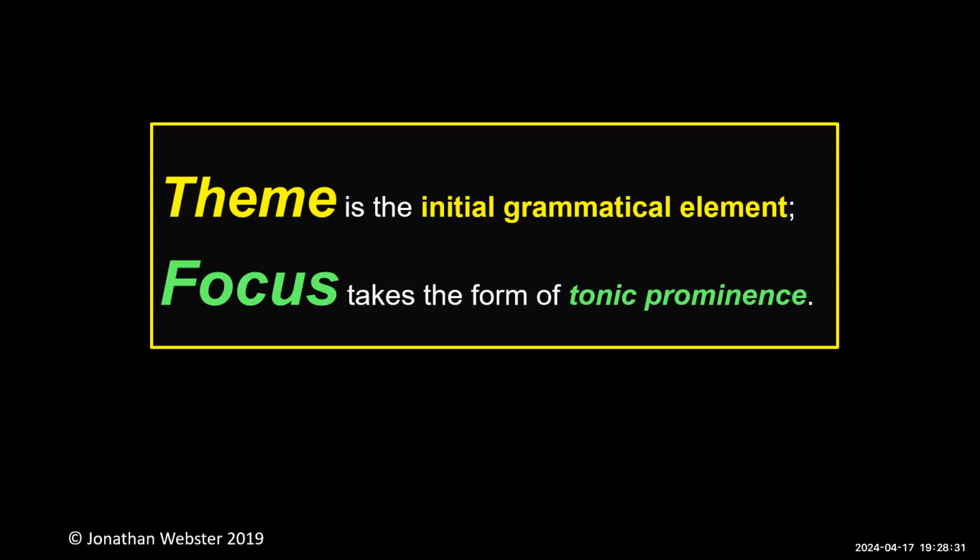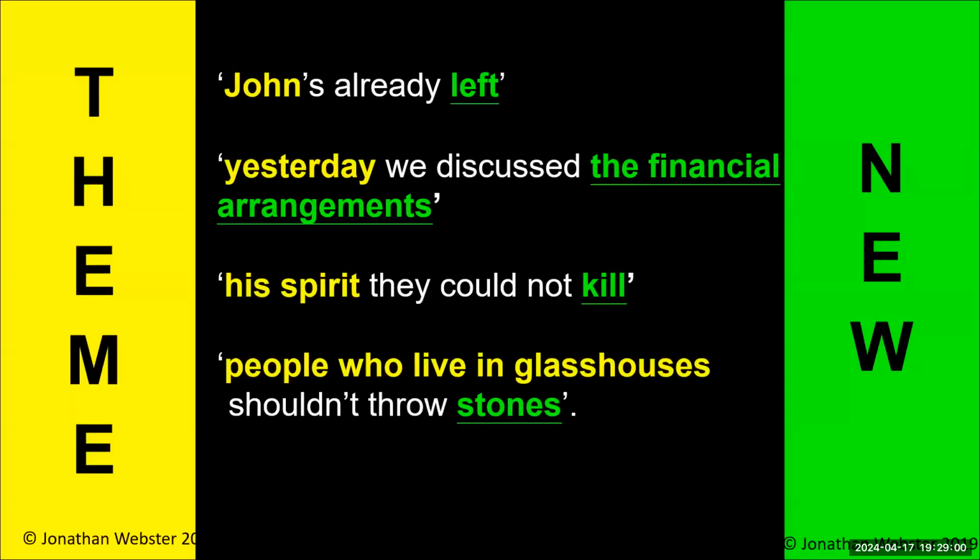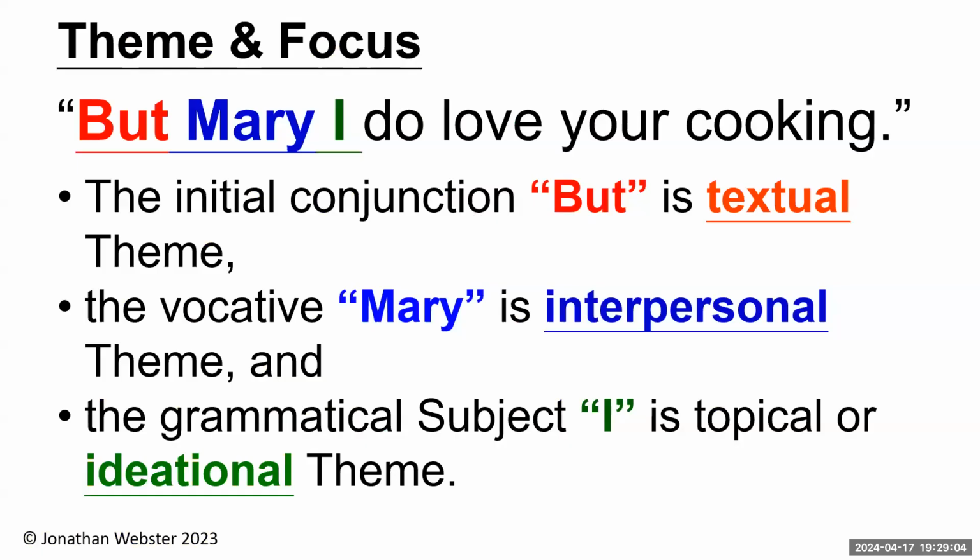When we look at theme, what did we identify as theme? Usually it's the grammatical subject, which can be made up of a noun phrase and which can even have an embedded clause in it. Even an embedded clause can be the grammatical subject. It is an experiential element. The focus, identifiable by tone. So we've identified theme, new information. And we see that what occurs at the beginning can be textual, but it can be vocative, it can be interpersonal, it can be grammatical subject, ideational.